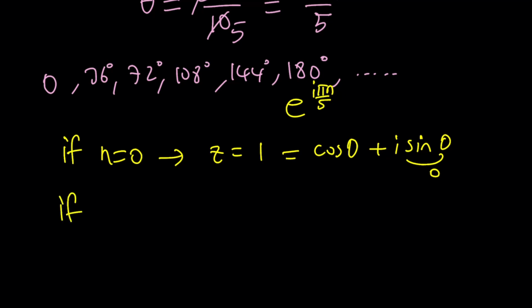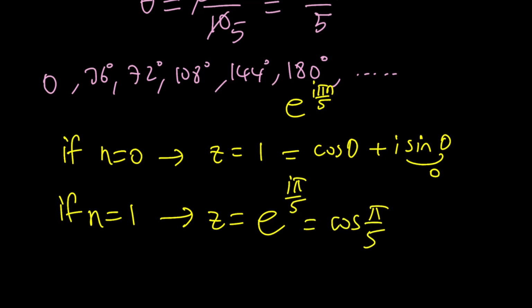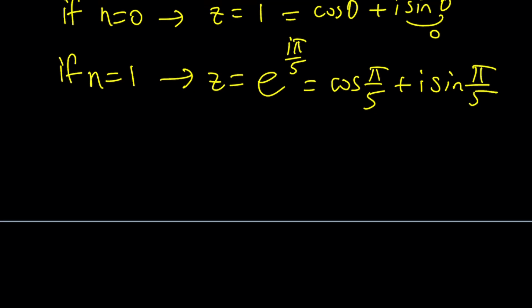If n is equal to 1, though, then you're going to get something more interesting, of course. z is going to be e to the power iπ over 5. But don't leave it at that, because even though it's really compact, let's go and look at some numerical values, shall we? You're going to get z equals cosine of π over 5 plus i times sine π over 5. Now, what is cosine of π over 5?